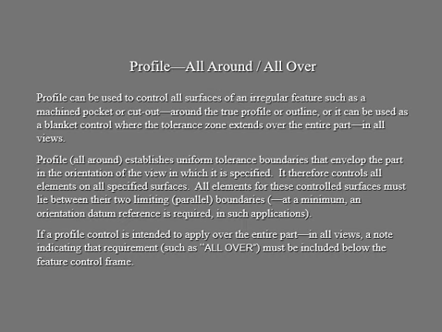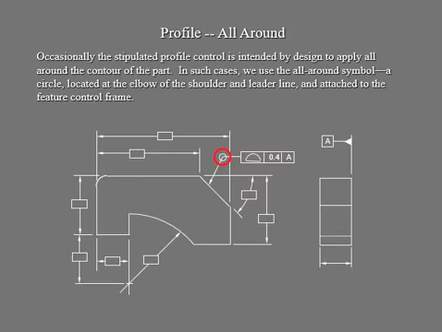So profile, you can use it to control all surfaces for irregular features like outside, that would be like a machined pocket or cutout, things like that, yeah. That can happen around your true profile or outline. So when you think about the blanket control, then we're going to look at the tolerance zone, which is going to extend over the entire part. When we talk about this here, you can't see it, so let's just go straight into the diagram so you can see a little bit better.